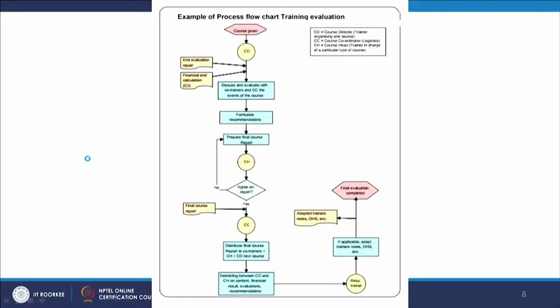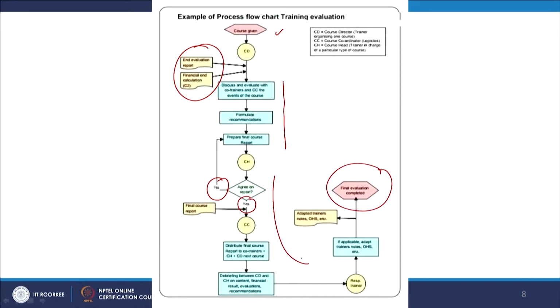Next, you can see this is a typical process flow chart of a training evaluation, how a training can be done. So, the course is given, then the course director makes the evaluation report and submits it, then discusses and evaluates with co-trainers, formulates recommendations, prepares the final course report, and that is how with decision making processes they come to a final evaluation completed through various processes. Similarly, we can make various process flow charts for each and every activity or service in the municipality.